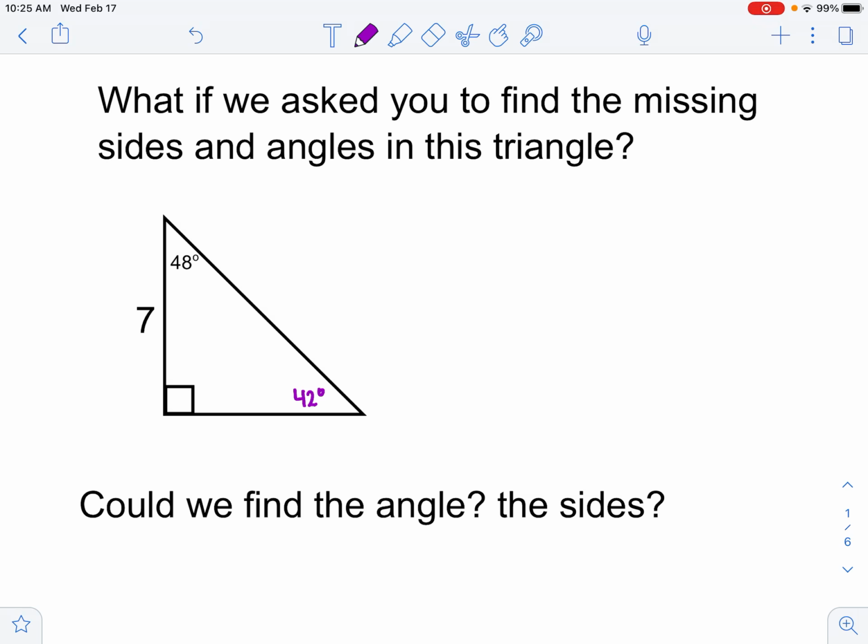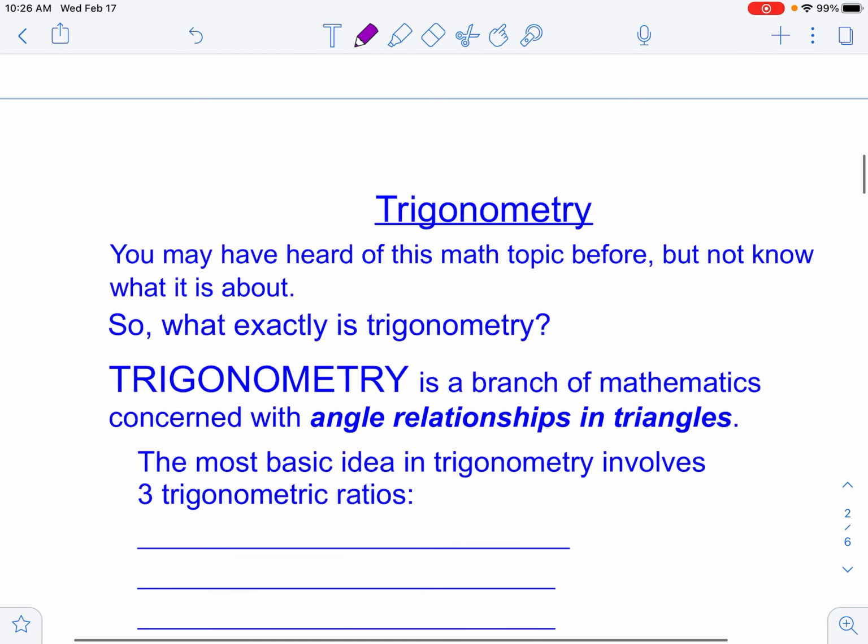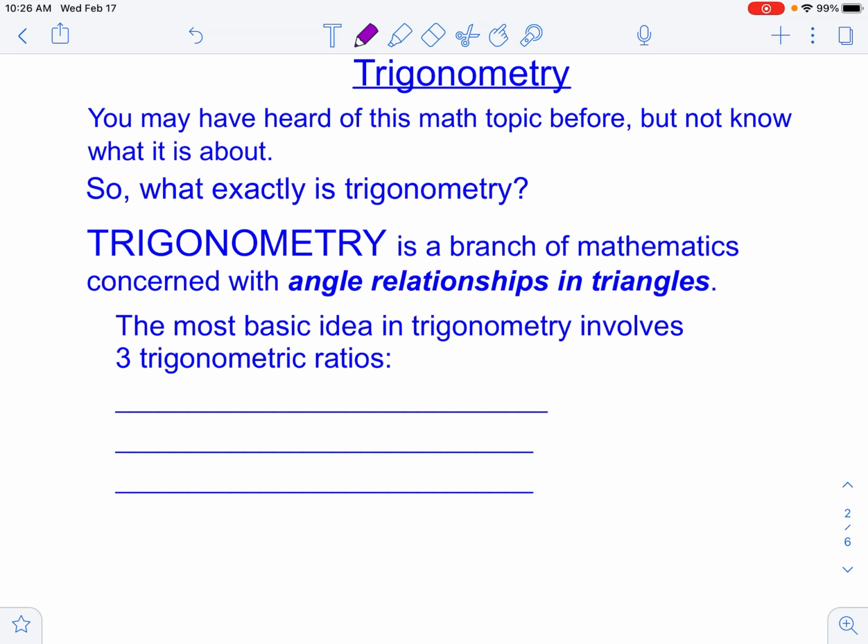But now if you look, I have one side that I know, which is 7, but I have 2 missing sides. I cannot use the Pythagorean Theorem to find this. So could we find the angle? Yes. Could we find the sides? Not yet. Meaning, in the future, we can very soon.